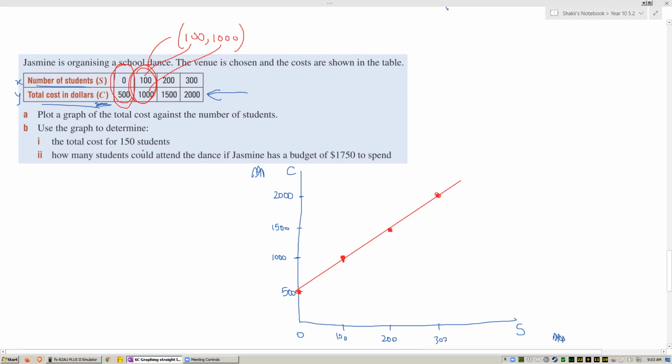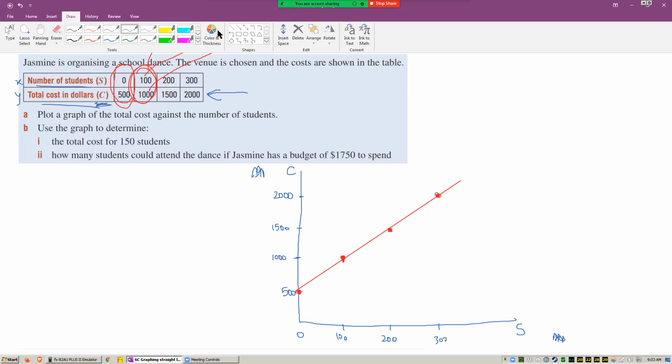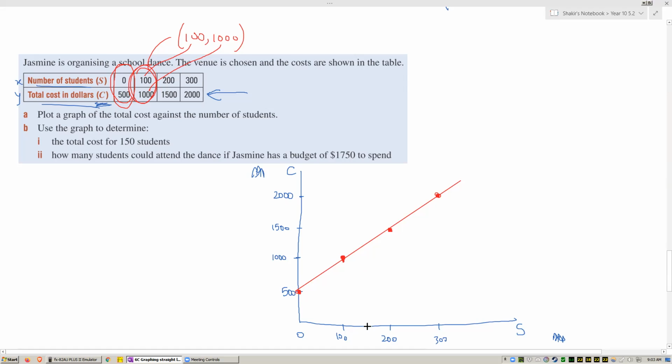Use the graph to determine the total cost for 150 students. Let's do a different colored pen. 150 students is around over there. And I'm going to use a straight line. You can use a ruler as well. You should be using a ruler. And then, at a guess, I would say 1,250. Total cost will be 1,250, because roughly it's around halfway between 1,000 and 1,500.